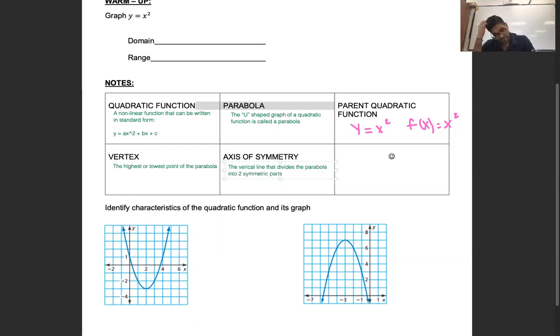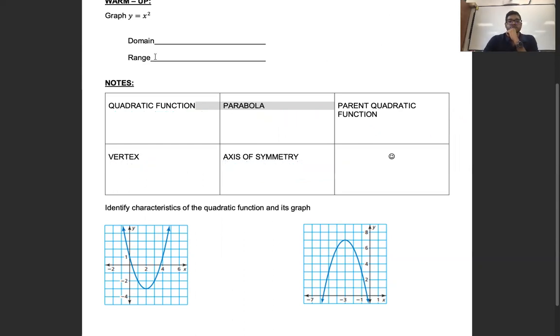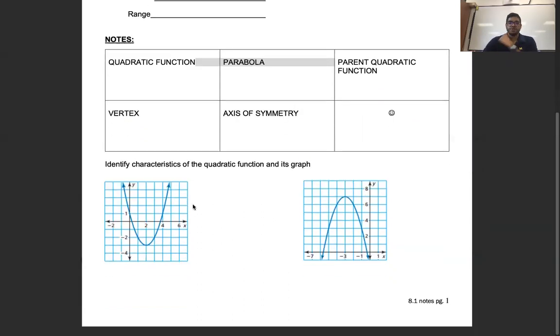So now we're going to take these definitions and apply them to the following graphs, and then come up with some of the characteristics of the graphs below. All right, on this first graph, we want to identify the characteristics of this graph. So we're going to do a couple of things.